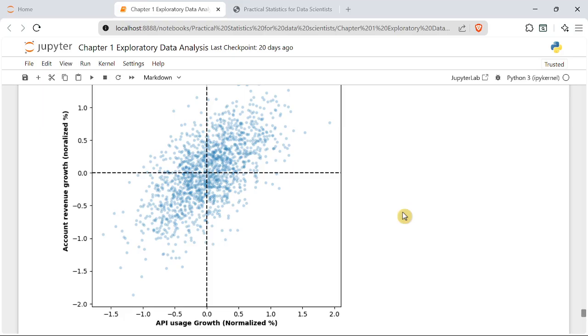But look at the off-diagonal quadrants. The bottom right represents the clients whose API usage is exploding, but revenue growth is still negative or flat. These clients are extracting massive value from our infrastructure without paying for it. This quadrant is a highly qualified target list for our sales team to immediately initiate upsell and tier expansion conversations.